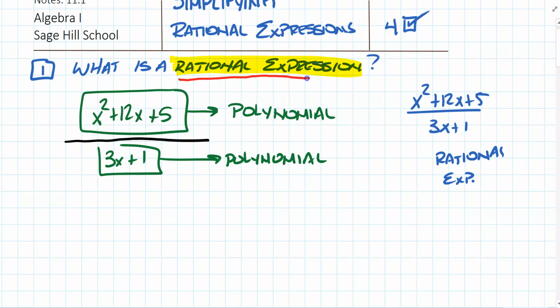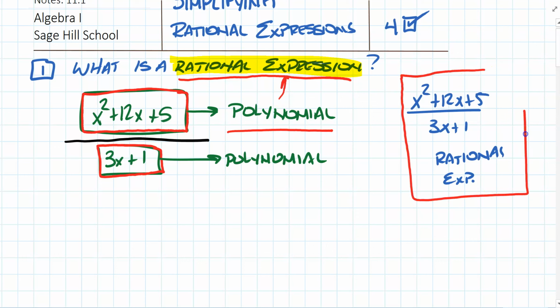So this phrase, a rational expression, means that we are taking a polynomial, something that we've already studied in this course, and then we're dividing it by another polynomial. So when we have a polynomial divided by a polynomial, we get what's known as a rational expression. So this right here is an example of a rational expression because it can be referred to as a polynomial divided by another polynomial. So that's where we begin our conversation of understanding what even is a rational expression.